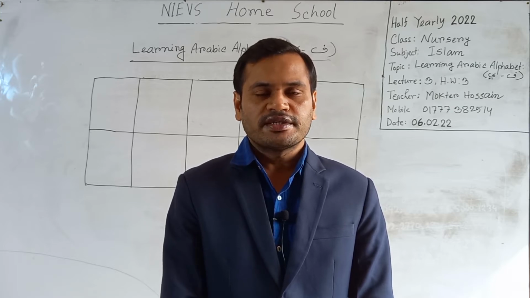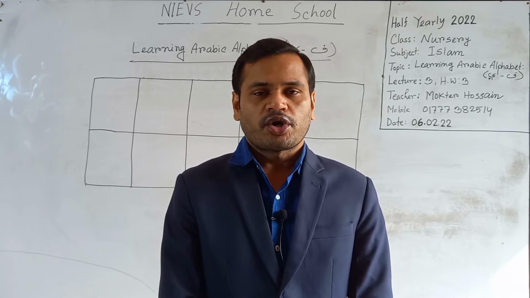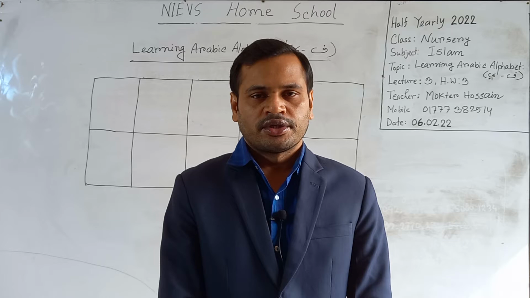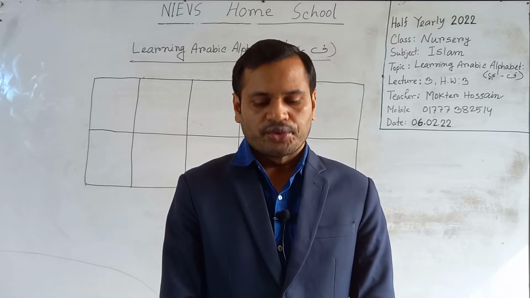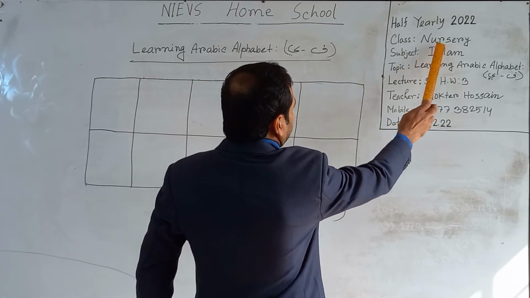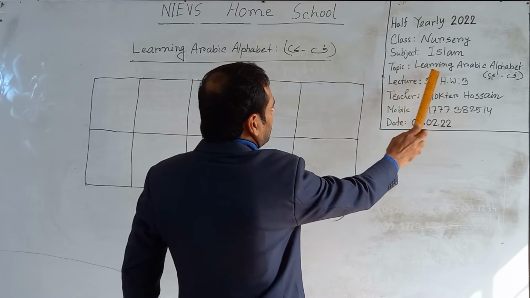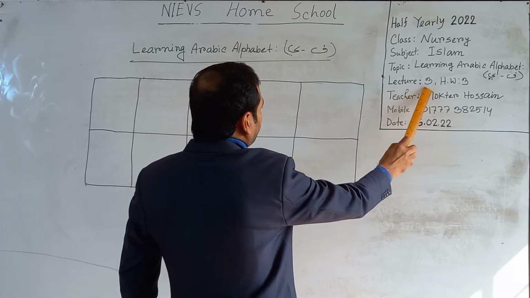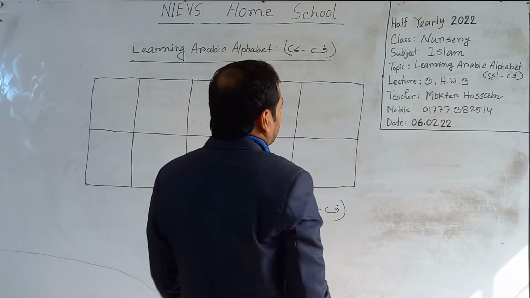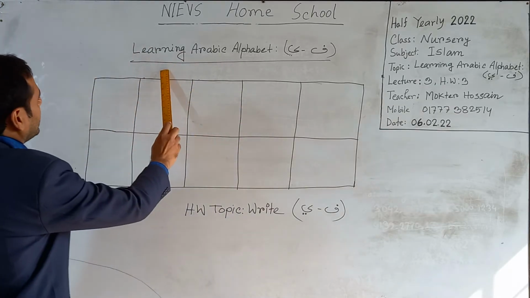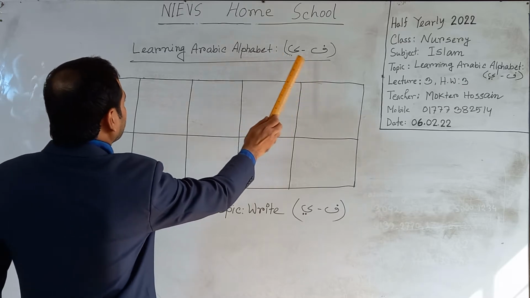Today, I am going to take an Islamic Studies class for the students of class Nursery. And our today's topic is learning Arabic alphabet from Fa to Ya. Okay, my dear students, now let's see the board. Class Nursery, subject Islam, topic learning Arabic alphabet Fa to Ya. Lecture number 3, SW number 3. My dear students, so let's start our today's topic, learning Arabic alphabet Fa to Ya.